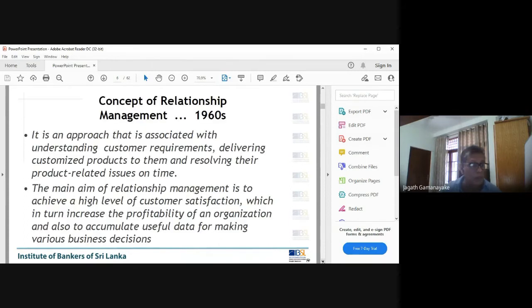Now, when you talk about the relationship, I just want to tell you there are three steps in the marketing process. What are the three steps in the marketing process? First, you need to understand the marketplace and the customer needs. That's the first one.